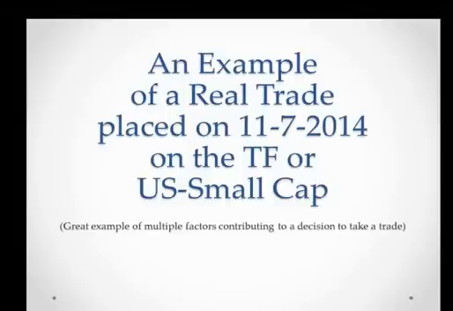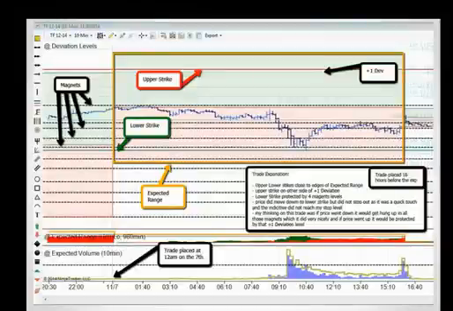Okay, so this is an example of a real trade placed on 11/7/2014 on the TF contract. Okay, that's the U.S. small cap. And I put down here in parentheses, this is a super great example of multiple factors contributing to a decision to take a trade. Okay, you can see the TF contract here. And what I got on the chart is some tools that are available over at Apex.